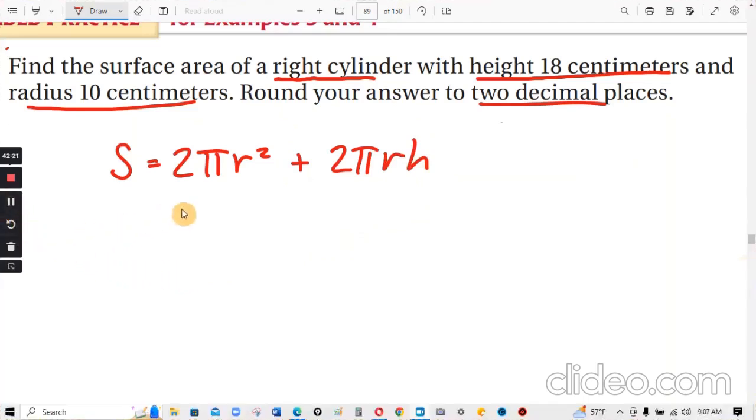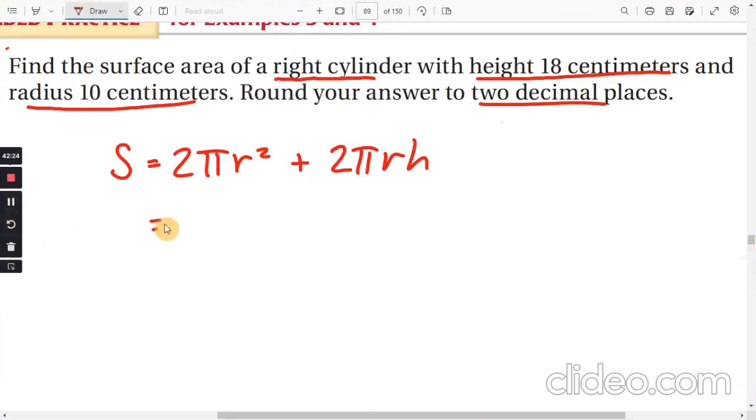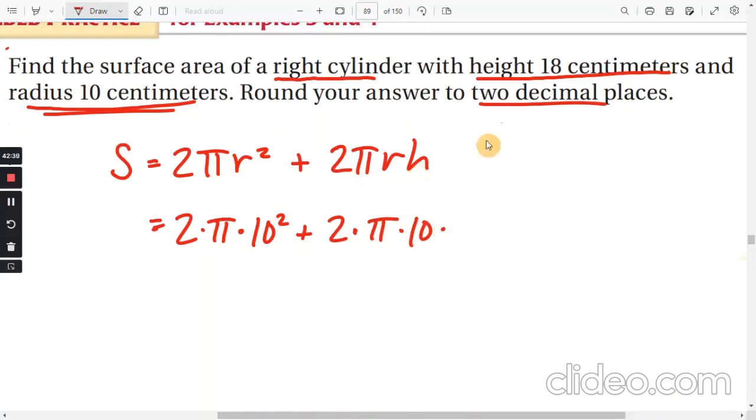All right, so this one's just plugging in. We have 2 times pi times r squared. The radius is 10, so that's going to be 10 squared. Plus 2 times pi times r, which is 10, times the height h, which is 18. All right, so this is all calculator work. Use the pi key. And rounding off, I get 1,759.29. The units were in centimeters, so the area is going to be centimeters squared.